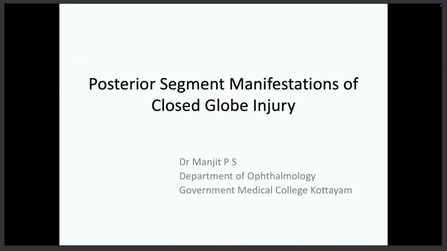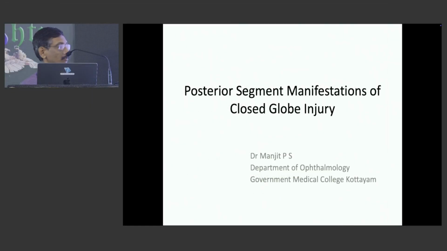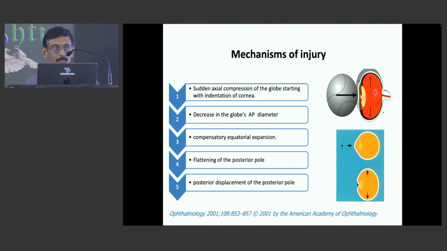So I'll be dealing with posterior segment manifestations of closed globe injury. As said in previous talks, a sudden axial compression of the globe by a blunt injury begins with indentation of the cornea, a decrease in the AP diameter of the globe, a compensatory equatorial expansion, flattening of the posterior pole, and a posterior displacement of the posterior pole.